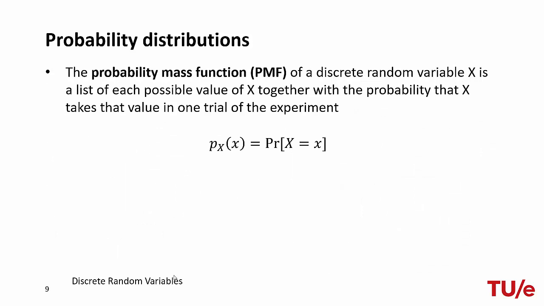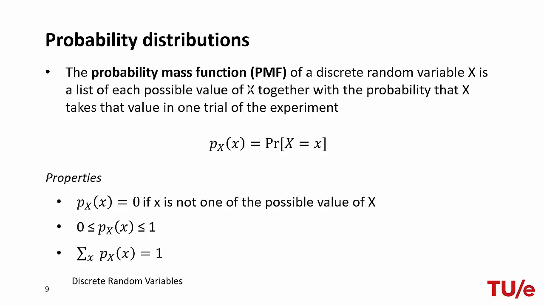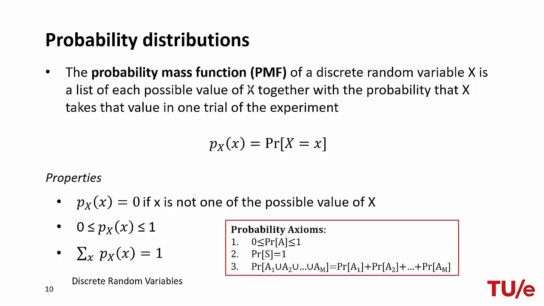The probability distribution we were describing in the previous slide was actually a probability mass function. The PMF is defined as the list of all possible values of x together with the probability of obtaining that value. The PMF is only defined for discrete random variables and has the following properties. The PMF is equal to 0 for any x that is not in the range. The PMF is bounded between 0 and 1 as a direct consequence of the first axiom of probability.